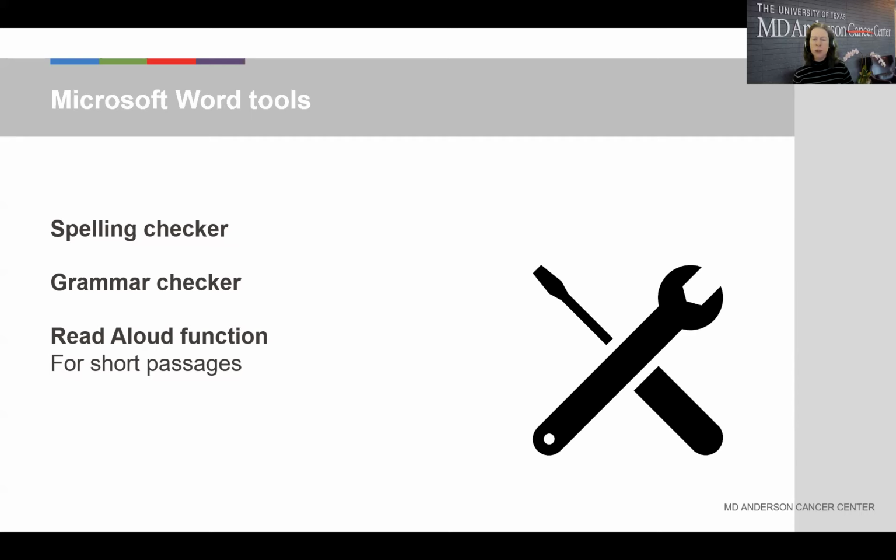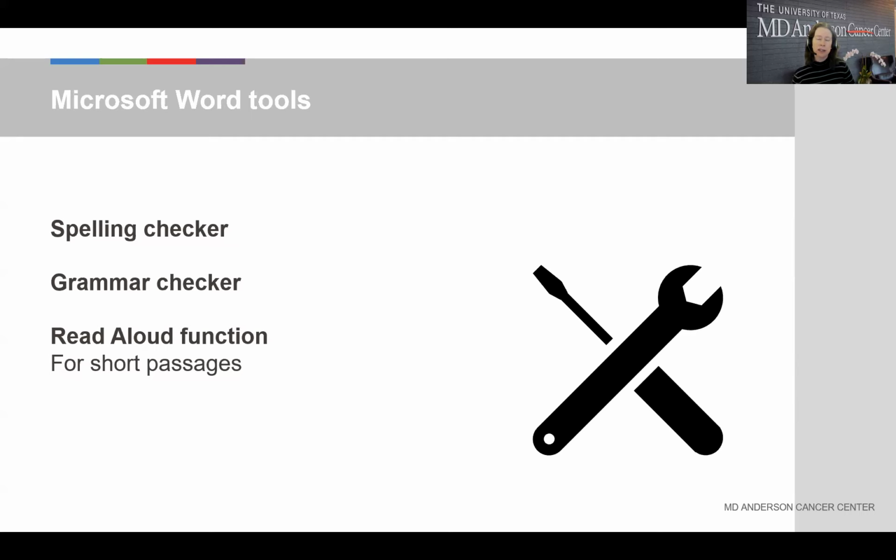And if you want to use the read aloud function, you put your cursor in the manuscript in front of the text that you want Word to read, and then you click the read aloud button on the review tab, and Word will read your paper aloud. And you can adjust the speed, you can change the voice.